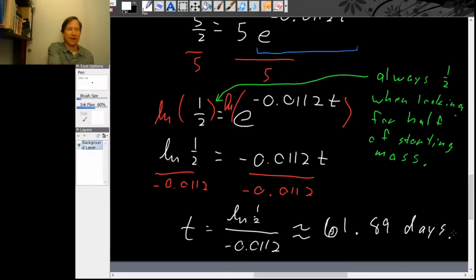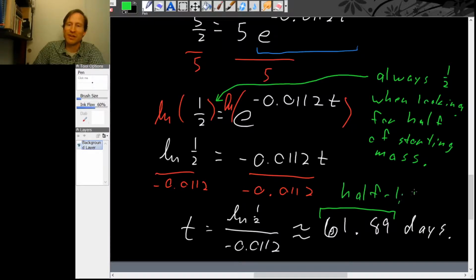So it takes our 5 kilogram sample about 62 days to decay to half. But remember, no matter how much we started with, it would take about 62 days for this radioactive sample to decay to half its original mass. So this 62 days is called the half-life of this radioactive material, because this is how long it takes for half of the material to decay away. Of course, after a second half-life elapses, then half of the remaining half is what's left over, and so you're left with just a quarter. And after 3 half-lives, you're left with an eighth, and so on.